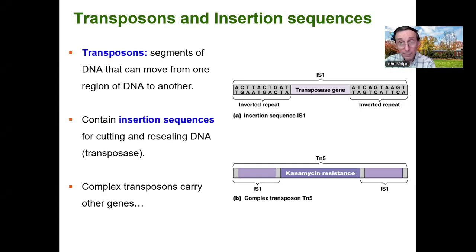So a transposon always includes the transposase gene, and then it always has inverted repeats on the ends of the transposon. The inverted repeats are thought to help the segment of DNA find another piece of DNA and then recombine with that other piece of DNA.